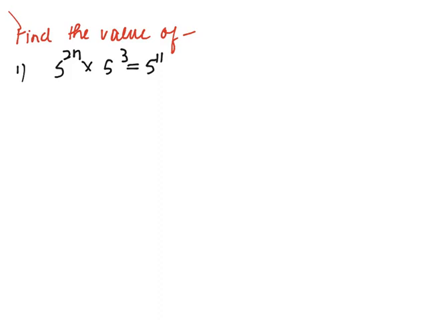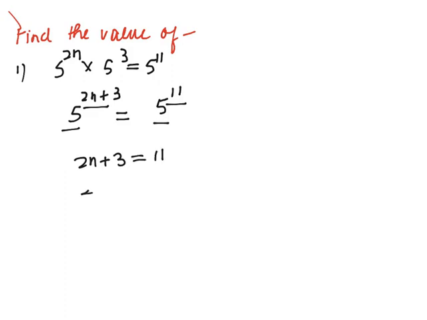So in this question, what we can do is write it as 5 raised to the power 2n plus 3, as the bases are the same, the exponents will get added, and here we have 5 raised to the power 11. Now we can equate the exponents because 5 is the same, so we can equate the exponents of these two. So we will get 2n plus 3 equals 11. So we can solve this.